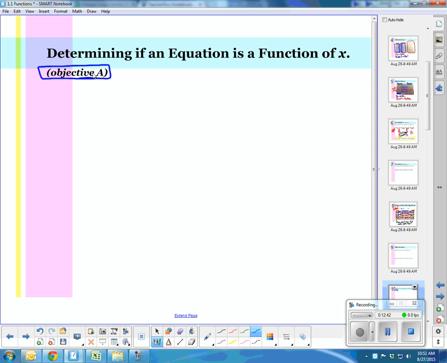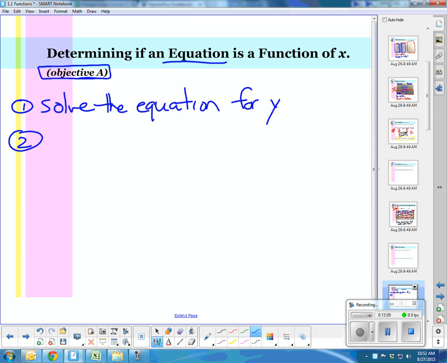One way we already looked at it was if you have ordered pairs, you can use a mapping diagram. But if you have an equation, it requires a different technique because your mapping diagram would be infinitely large. So our basic technique for determining if an equation is a function of x is to solve the equation for y, and hopefully you know what that means. That's our first step.